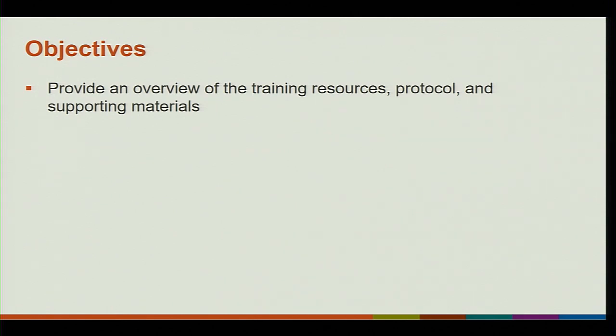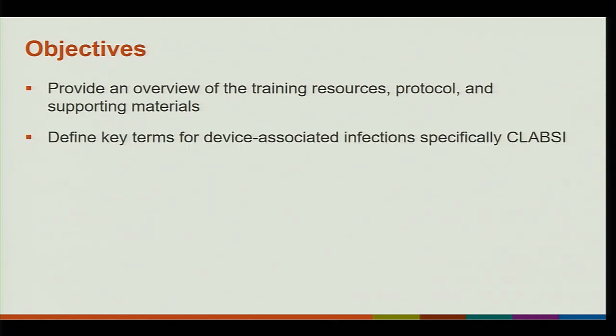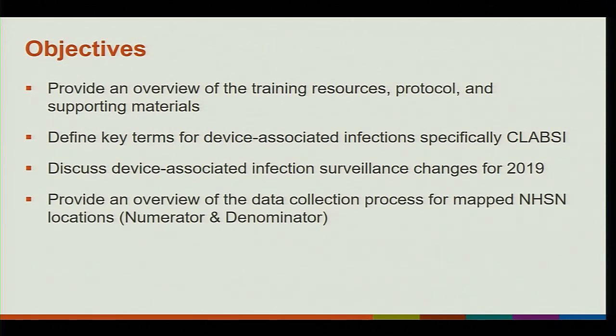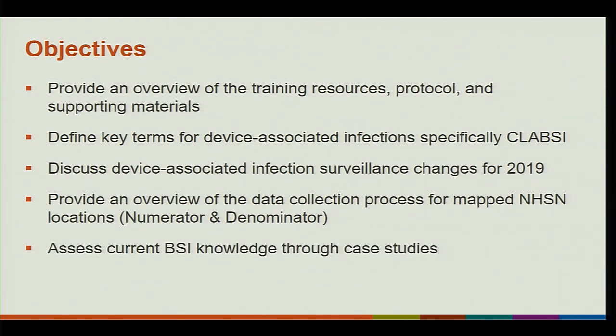So what are the objectives? The objectives are to provide an overview of the training resources, protocol, and supporting materials, define key terms for device-associated infections, specifically CLABSIs, discuss device-associated infection surveillance changes for 2019, and provide an overview of the data collection process for map NHSN locations. And this will include both the numerator and denominator. And finally, we will assess our knowledge about current BSI through case studies.